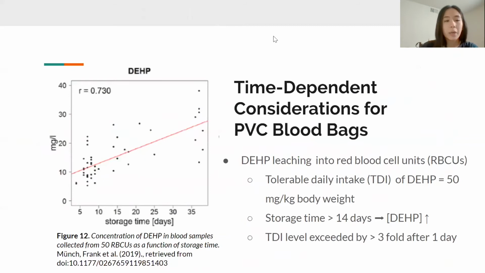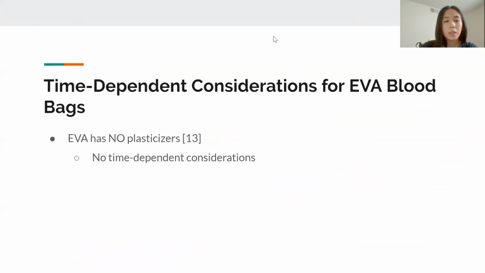DEHP is not chemically bound to PVC, so DEHP can migrate from PVC bags into the blood. Figure 12 shows that as storage time of blood bags increases, concentration of DEHP in red blood cell units increases. After 14 days, DEHP concentration increases greatly. In the theoretical model of a 5 kilogram child, the concentration of DEHP found in a red blood cell unit exceeds tolerable daily intake by over threefold after just 1 day.